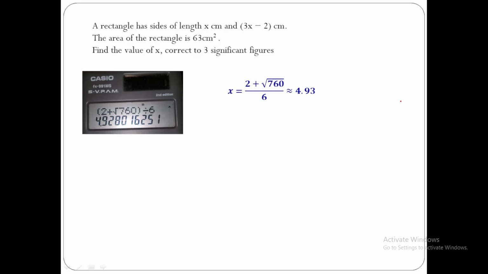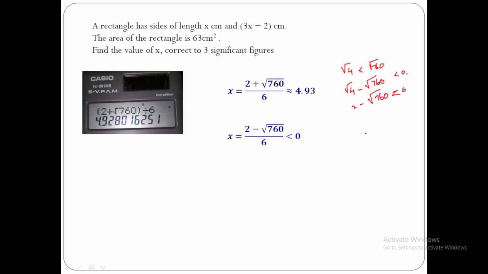Then the other value is 2 minus root of 760, divided by 6. But it is negative. Why is it negative? Because the square root of 4 is less than the square root of 760. So the square root of 4 minus the square root of 760 is negative. Therefore, 2 minus root of 760 is negative. So any negative number divided by a positive number is again negative.